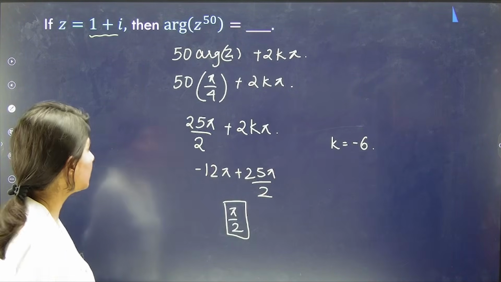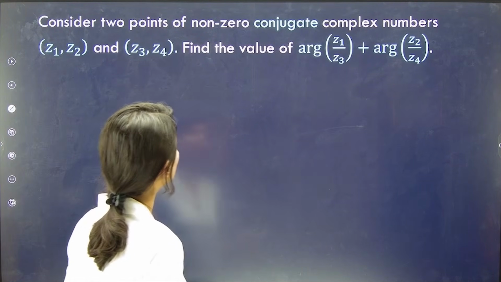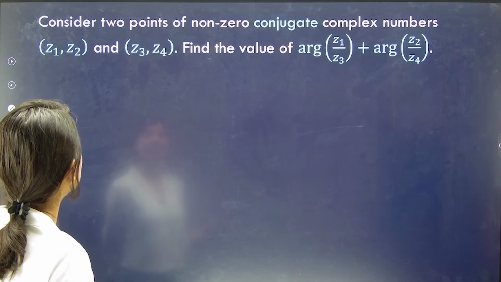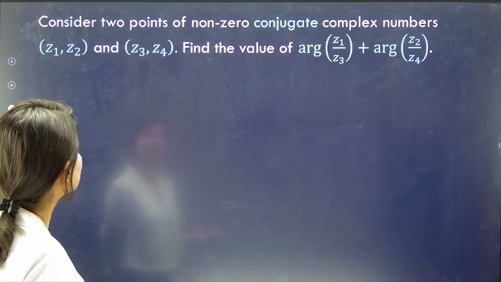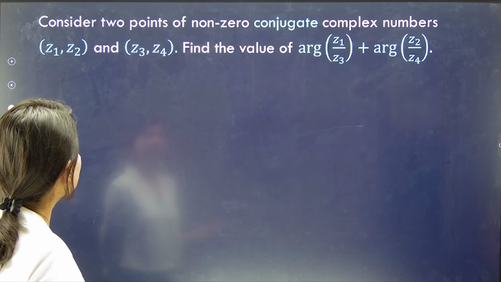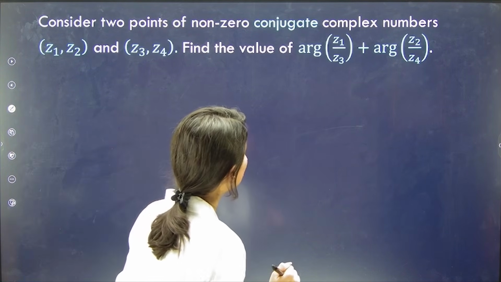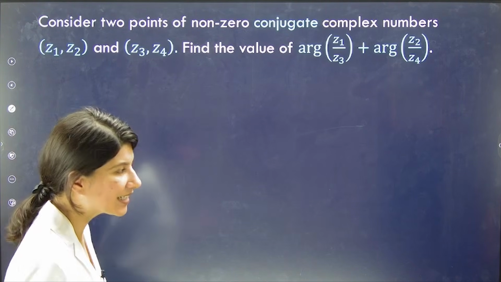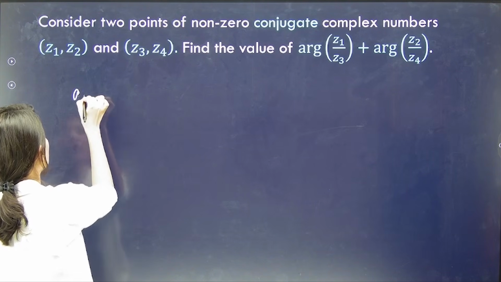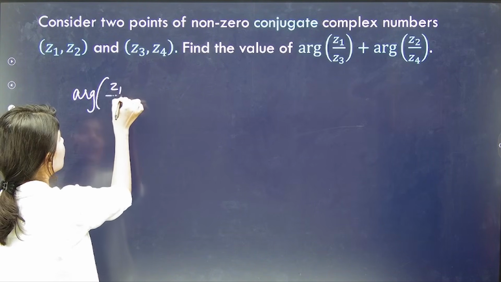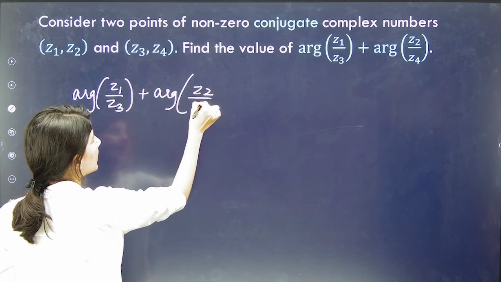Okay. All right. Let us now talk about the next question. Consider 2 points of non-zero conjugate complex numbers z1, z2 and z3, z4. Find the value of argument of z1 by z3 plus argument of z2 by z4. So basically, we are looking for argument of z1 by z3 plus argument of z2 by z4.